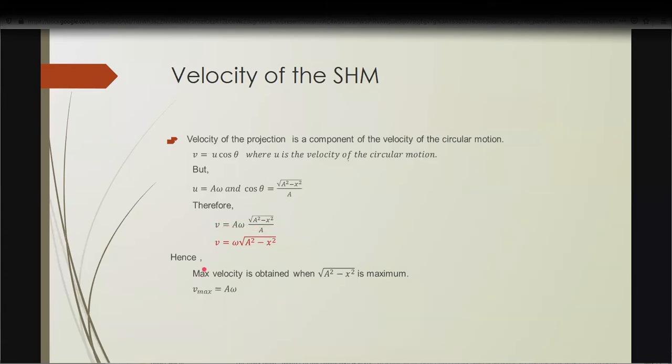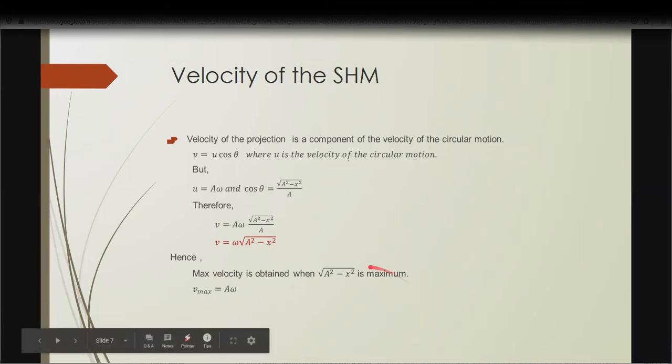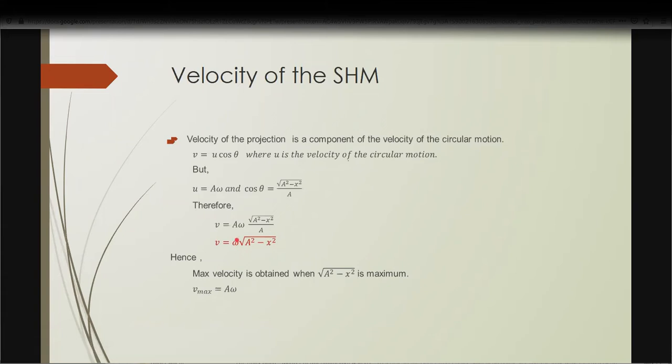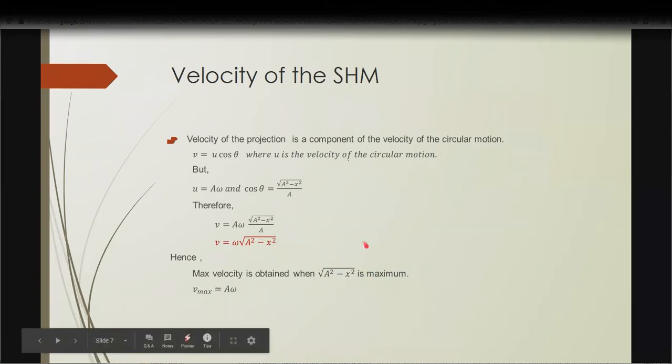If you want to gain the maximum velocity, the term a squared minus x squared should be maximum. Omega is a constant. So a squared minus x squared should be maximum. This value is obtained when x equals 0. That means the displacement is 0, that is the origin. Then it is a squared, and so we can write the maximum velocity as a omega.